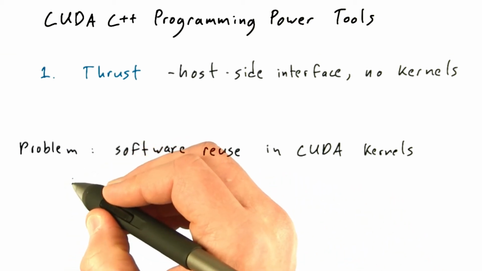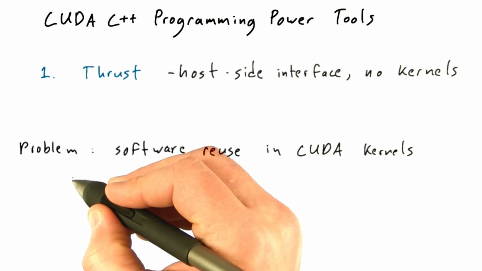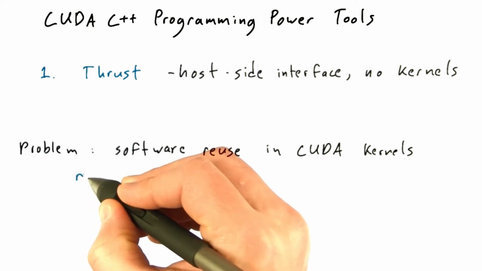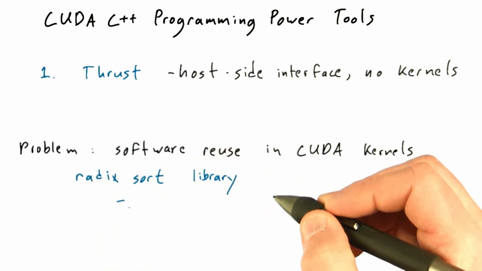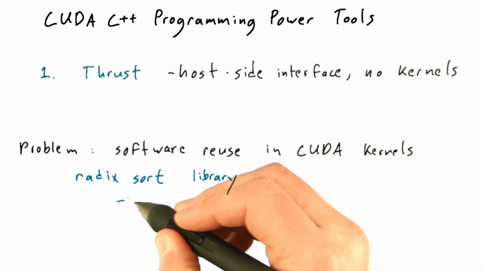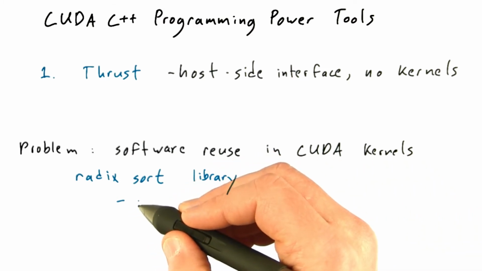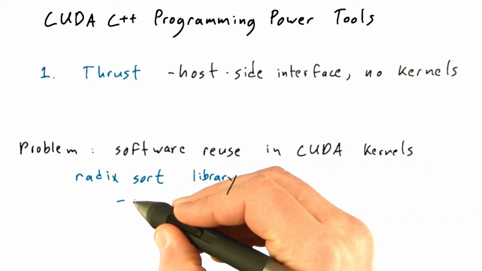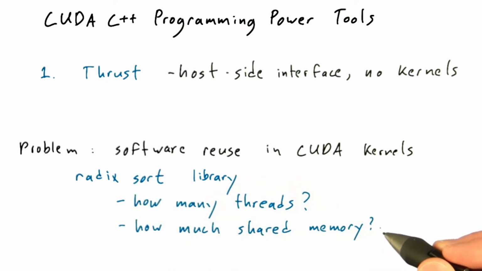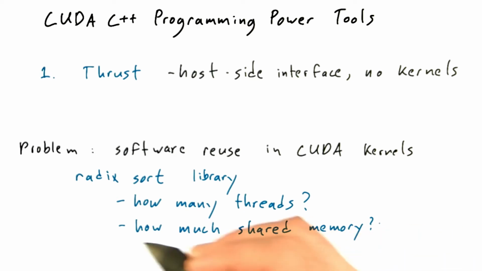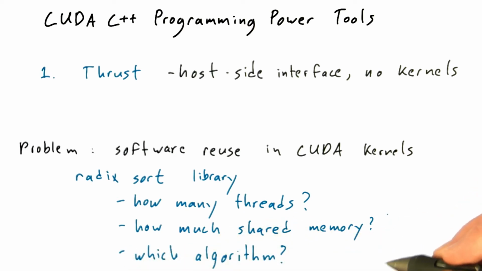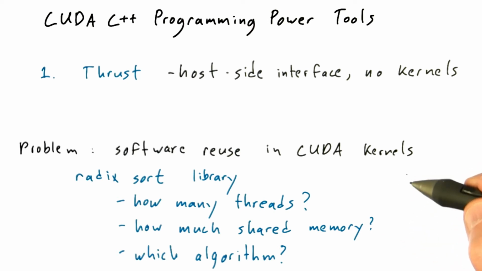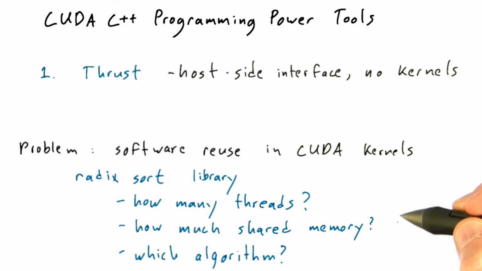So suppose, for example, that you were calling a library implementation of, say, radix sort. And this is somebody else's implementation. You're going to call it from inside your kernel. And so the question is, how does that implementation know how many threads it is running in? How much shared memory is it allowed to use? Can it use all of the shared memory, or have you reserved some for other purposes? Should it use a work-efficient or a step-efficient algorithm for this piece of the problem? The answer probably depends on what you're sorting, how much you're sorting, and exactly what's important to you right now.